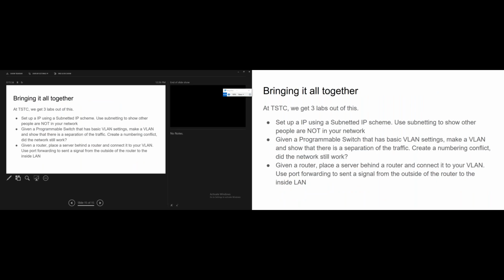So, when you bring it all together, let's talk about what we reviewed. We talked about subnetting. We talked about using LANs, and we talked about using port forwarding. And they're really just concepts, right?